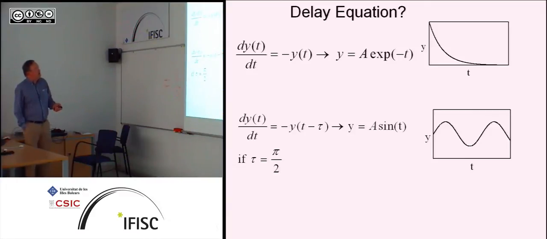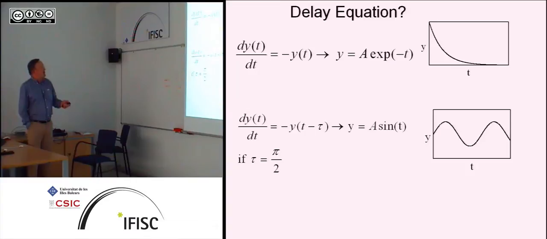And if you inject that function inside this equation, take the derivative of the sine function, and expand using your favorite trigonometric identity, you find some term in sine t and some term in cosine t. Both coefficients have to be equal to zero, and you find out that this function is an exact solution of this equation if tau is equal to pi over 2. Okay? So you have the sine function.